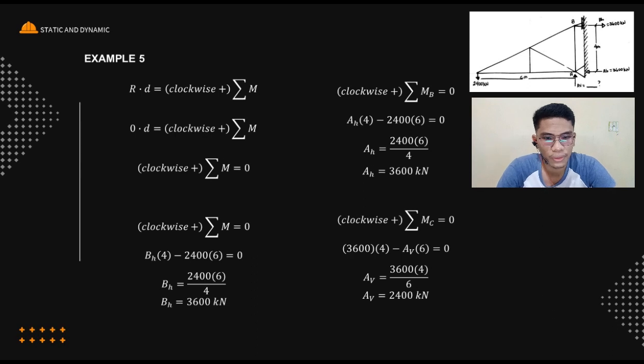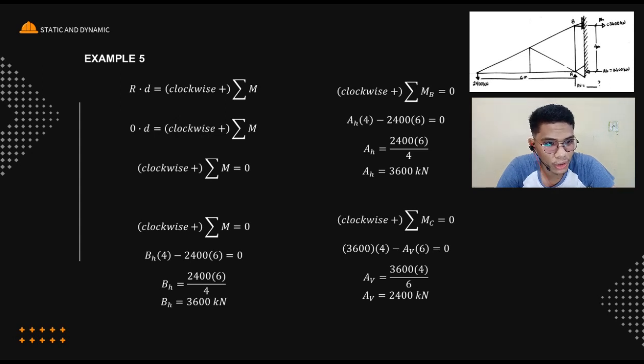AV. So to solve, the summation of moment at A will be equal to 0. Tapos lahat po ng pa-clockwise is positive at lahat naman po ng pa-counterclockwise is negative. So magmo-moment po tayo sa A para makuha po natin si BH. So as you can see, yung BH po will move clockwise, so magiging positive po siya, and it has a moment arm of 4. So BH multiplied by 4 minus 2,400 multiplied by 6.